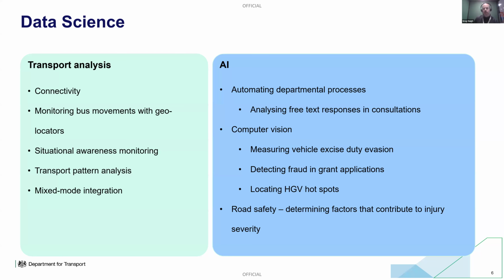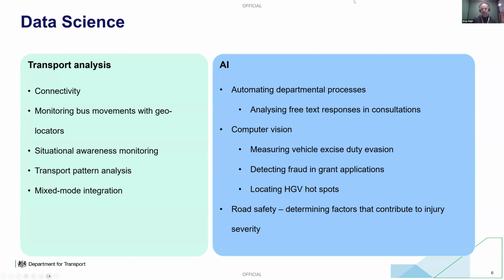The other broad category of our work is around artificial intelligence. We're doing lots of work at the moment trying to automate departmental processes. A good example of that is an analysis tool that we've developed to help us automate the analysis of free text responses to consultations. The department does about 60 consultations a year. We regularly get tens of thousands of responses, often with lots of text that needs reading. So we've been using machine learning and AI techniques to help us do that more effectively and more quickly.